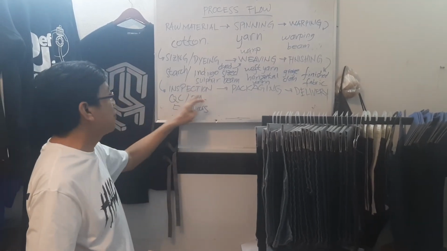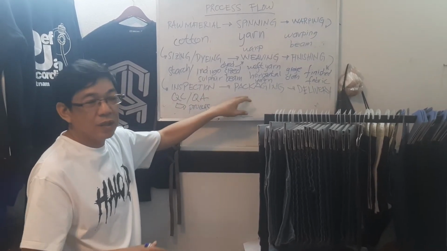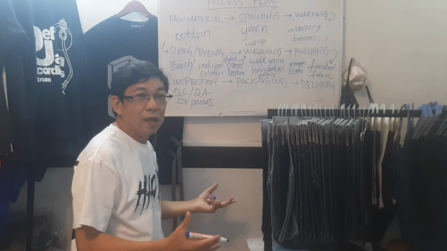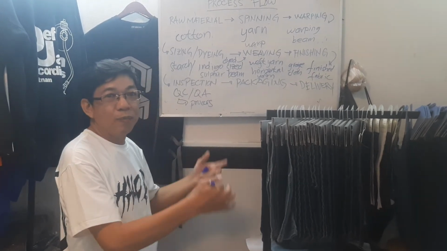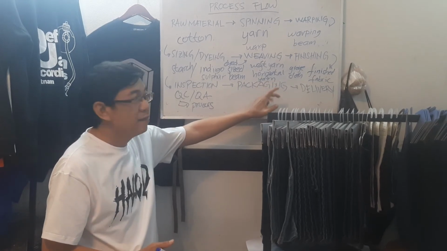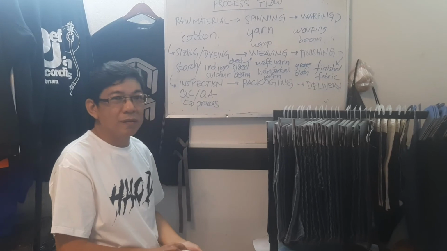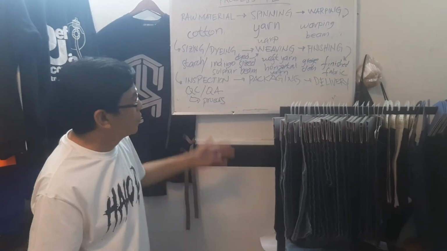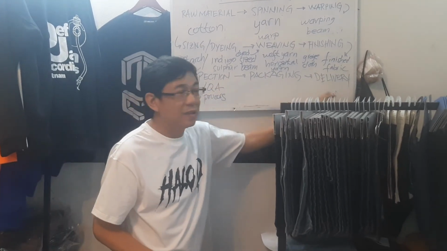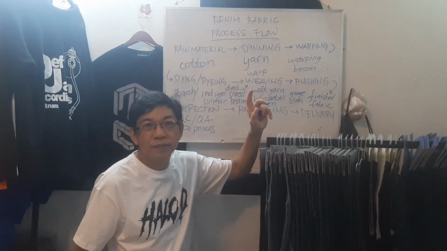So after inspection, we will go to packaging. They will pack the fabric roll by roll, then go to the warehouse, and after that, delivery. So it is ready to deliver to the customer. End of the process. So this is the end of the process for the denim fabric process flow.